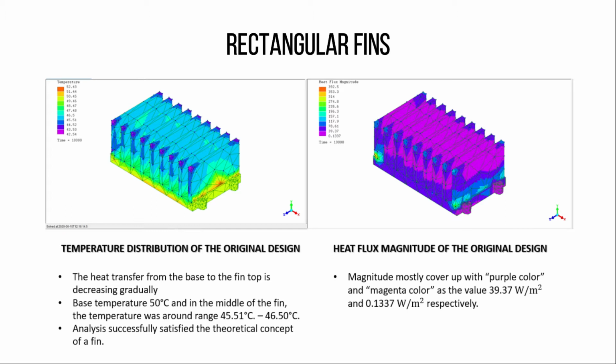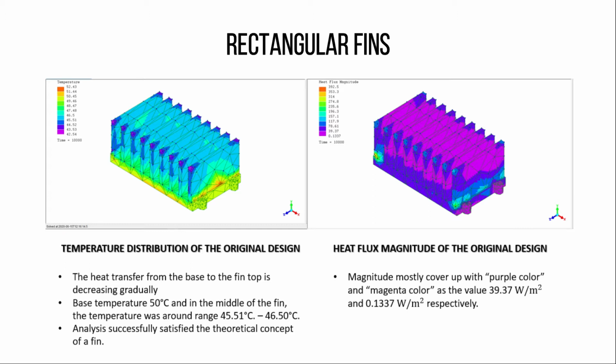On the left hand side, we have the temperature distribution of the original design. The heat transfer from the base to the fin top is decreasing gradually. Base temperature is 50 degrees Celsius and in the middle of the fin, the temperature was around 45.51 degrees Celsius to 46.5 degrees Celsius. The analysis successfully satisfied the theoretical concept of a fin.